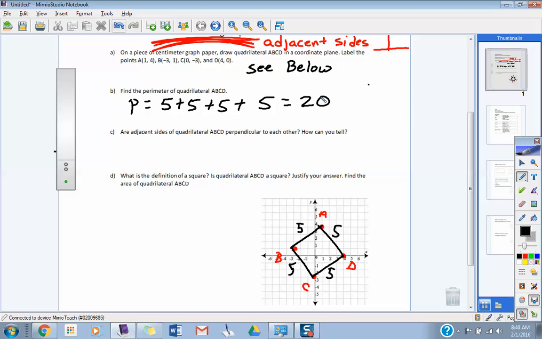Then here's the deal. Are adjacent sides of a quadrilateral ABCD perpendicular to each other? Question is, how can you tell? I'm going to ask you this question right here.